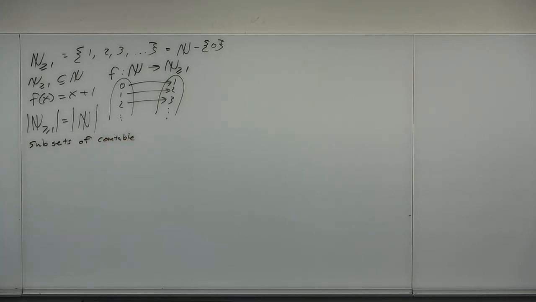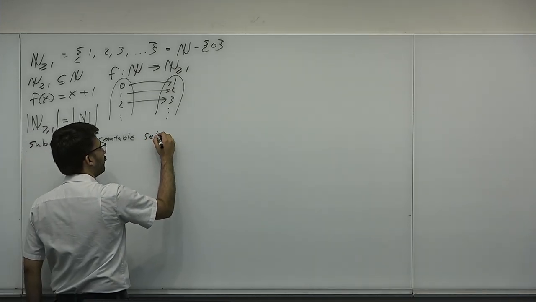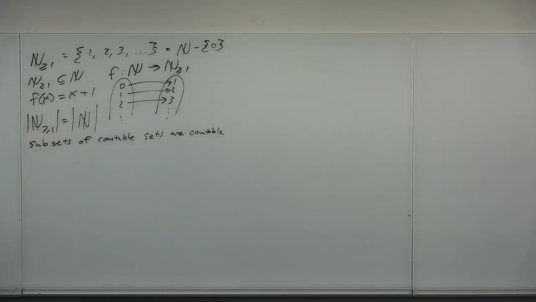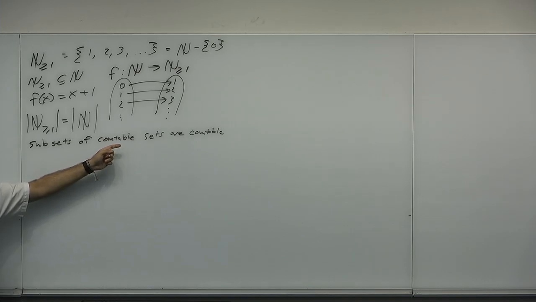I'm using the word countable instead of countably infinite. A finite subset of a countably infinite set, every finite set is countable. So that's why I'm being lazy and not distinguishing between countable and countably infinite, when I really mean countably infinite. Because the finite case, all finite sets are countable. Absolutely. Why? You can count them: 1, 2, 3, and so on, right? So subsets of countable sets are countable. This holds even if they were both finite, right? Subsets of a finite set are finite.